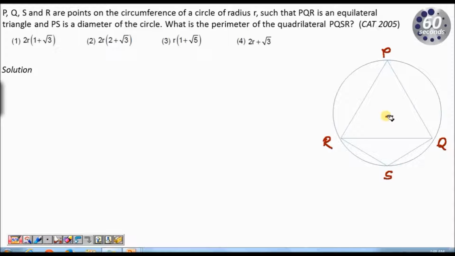Say this is the center of the circle. So this is how the figure would be. Now I would request you to pause the video and try to solve the question on your own. And once you have done attempting, please look ahead for the solution.